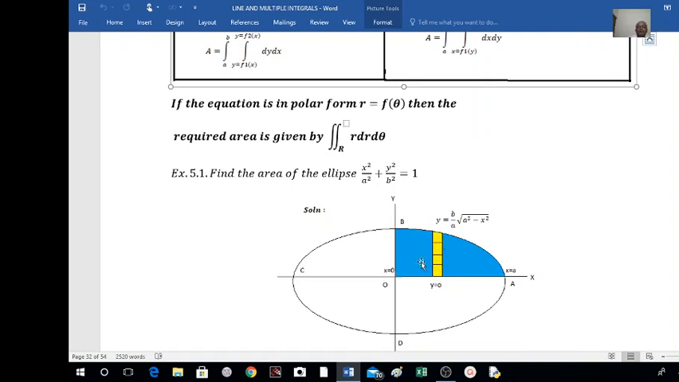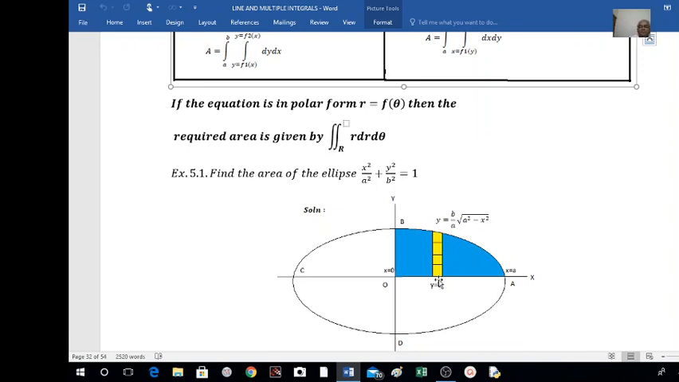Here y equal to 0, I am taking the strip parallel to the y-axis. And the equation of this curve is x square by a square plus y square by b square is equal to 1. Then we can write y square by b square equal to 1 minus x square by a square, and that is equal to, if we take the LCM, a square is the LCM, a square minus x square by a square. Therefore y is equal to b by a into root of a square minus x square.